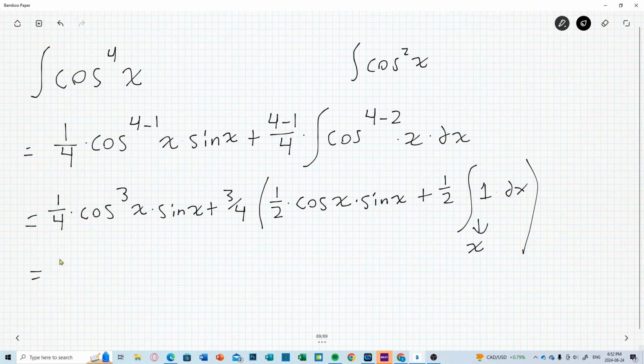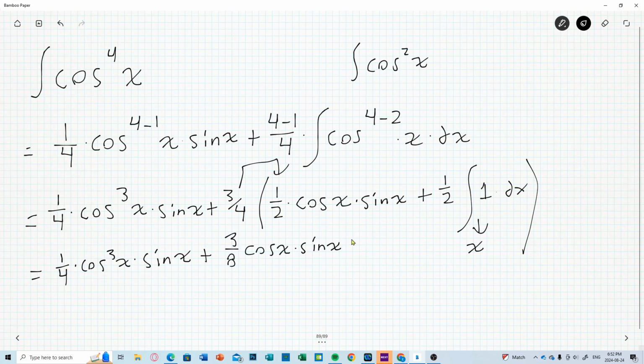Now to simplify it, we will have 1/4 multiplied by cosine cubed of x multiplied by sine of x plus, and we're going to put the 3/4 in, so multiplied it is going to be 3/8 cosine x multiplied by sine of x plus 3/8 of x, and making sure at the end to add our plus c as our arbitrary constant that could be added at the end of the integral.